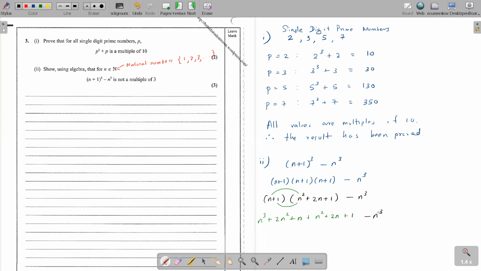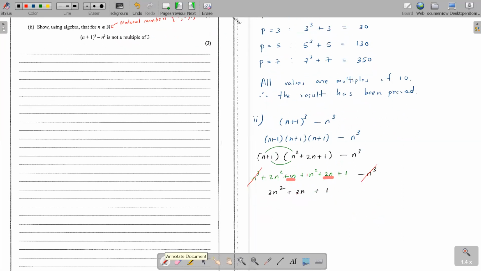So it's a matter of adding now. I think you can see n cube cancels off. 2n square plus this 1 n square gives me 3n square. Plus n plus 2n, these two will give me plus 3n, and I get plus 1. Is that correct? 3n square plus 3n plus 1.